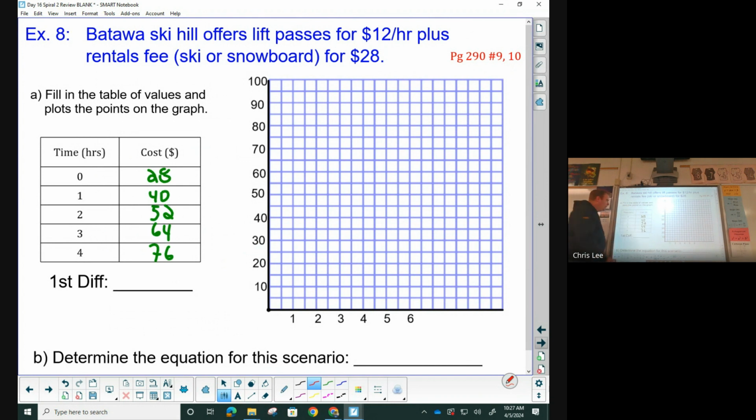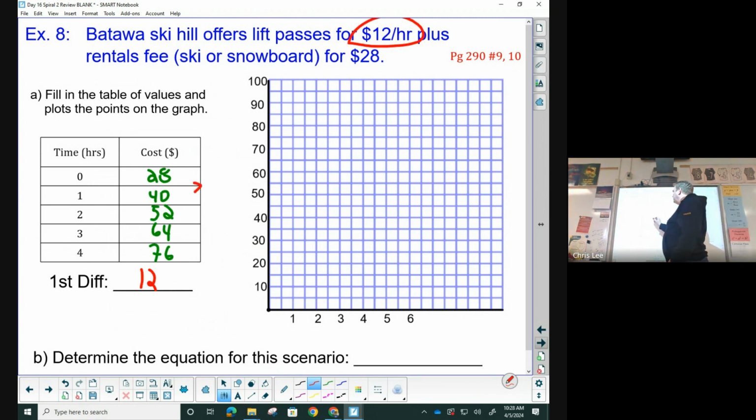12. It's 12. Did you know that from the question? Look up in the question. Which one is the thing that changes and which one is the thing that stays the same? The 12 changes every hour, right? It's going to go up, up, up. The 28 doesn't change based on the number of hours. So you know this is 12. If you want to confirm it, you see that these numbers are going by 12.